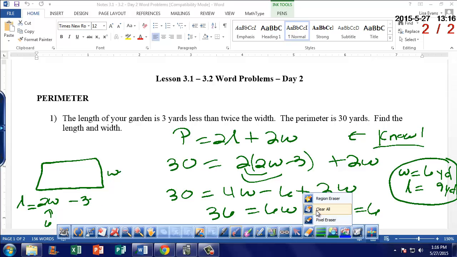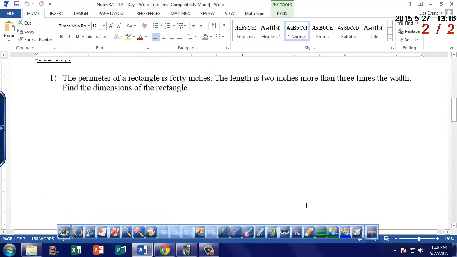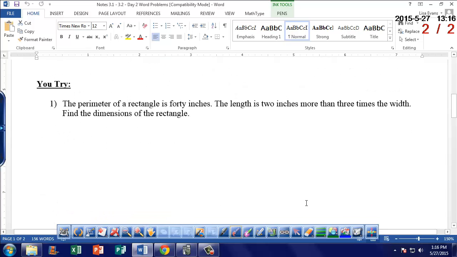Okay, I want you to take a look at the you try example on your own. I want you to follow what I did. I want you to try this problem. Again, you must know the formula for perimeter, which is twice the length plus twice the width.